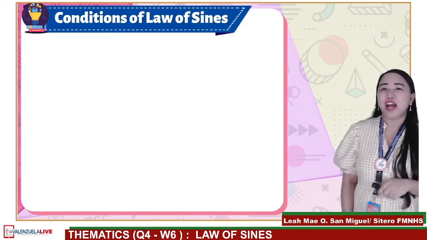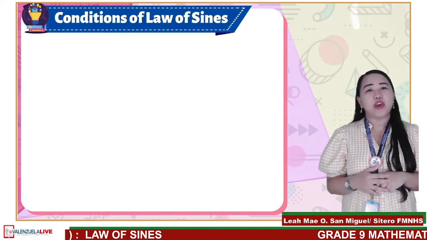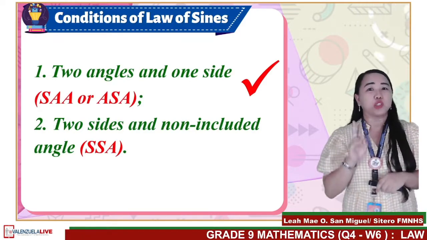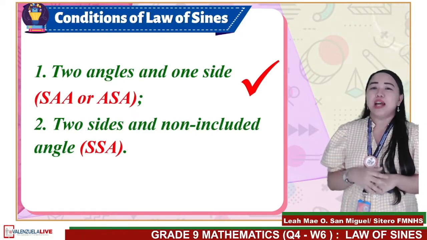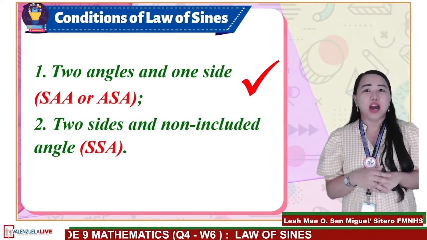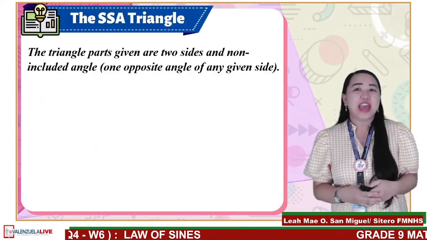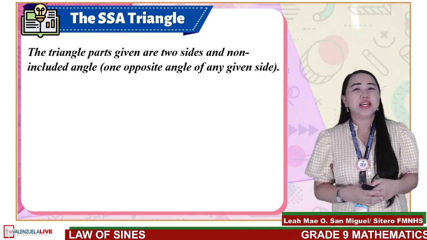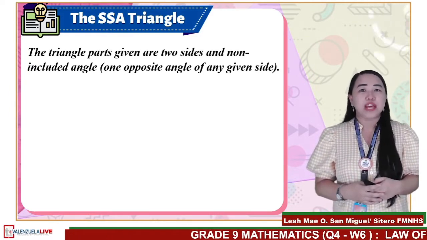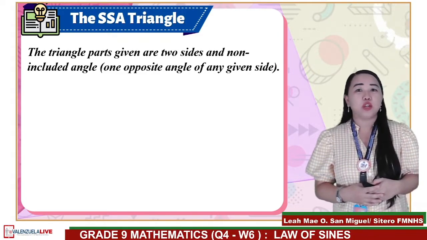Now, we are done with this example. The two examples given are the first condition of the law of sines, and that is given two angles and one side. Let us now proceed to the second condition, given two sides and a non-included angle, or SSA. In the SSA triangle, the triangle parts given are two sides and a non-included angle. This non-included angle is the opposite angle of any given or known side.